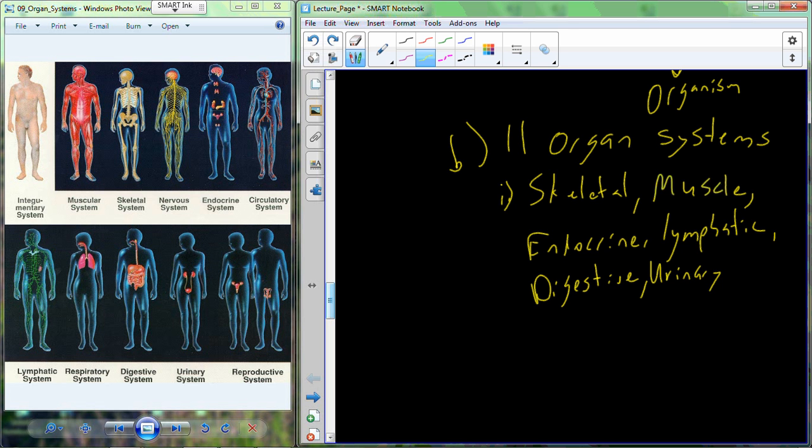The urinary system, which is obviously how urine is made, pee. But the urinary system is actually the way that we balance the chemicals in the bloodstream. We are making urine. Urine is a byproduct of blood. It's the waste product from our blood.